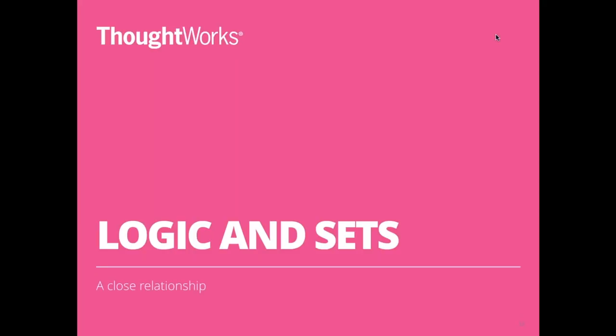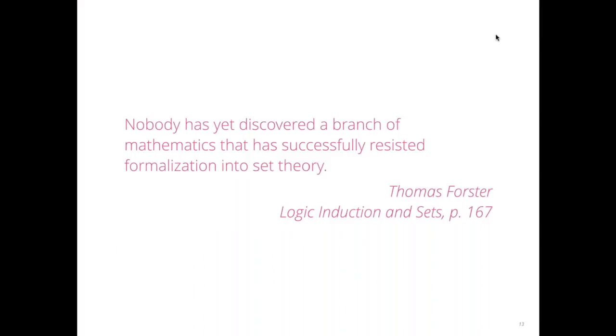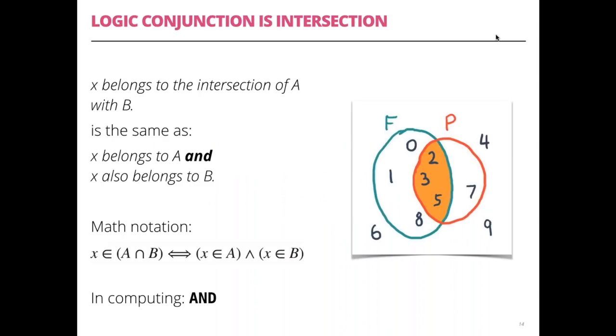Anyway, logic and sets have a really close relationship. In fact, since computer science is a branch of math, sets are really important in computer science because, as I found in this quote, nobody has yet discovered a branch of mathematics that has successfully resisted formalization into set theory. So for instance, logical conjunction is actually intersection. When you say X belongs to the intersection of A with B, you're also saying X belongs to A and also belongs to B.